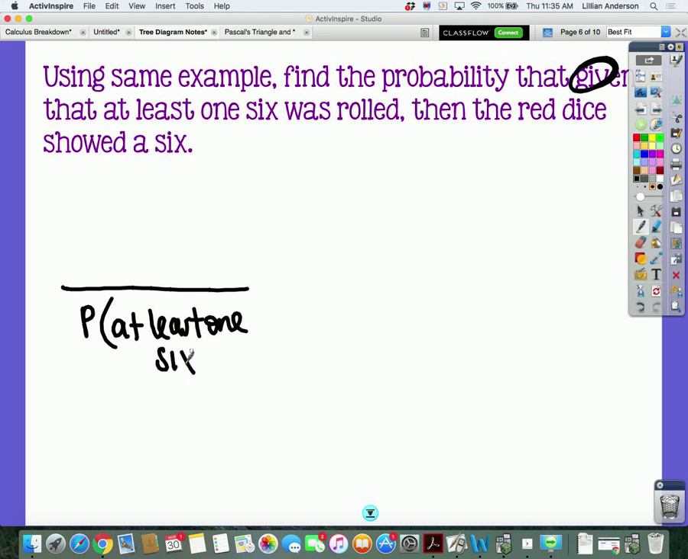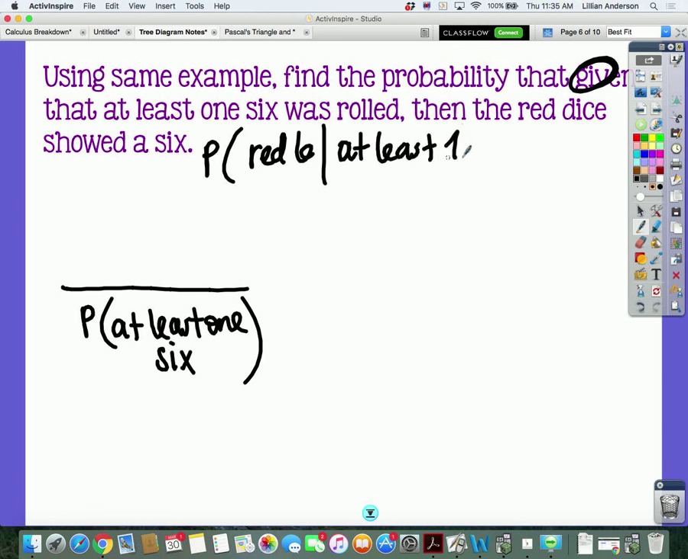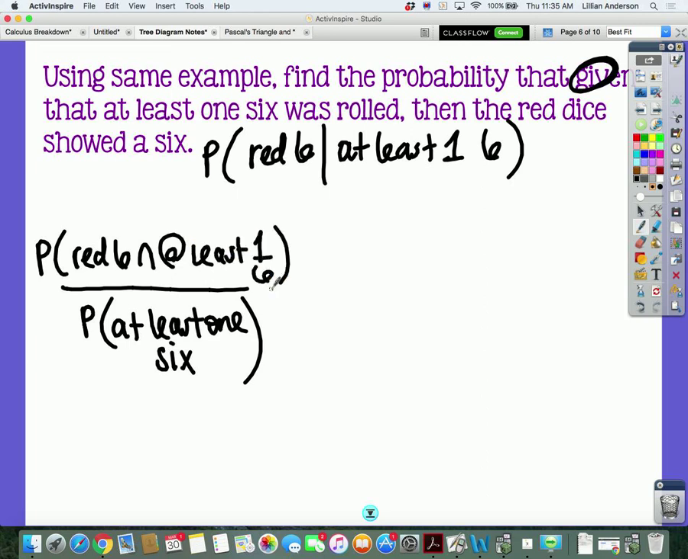Okay? So remember, whatever is given is always the denominator. And if you want to write it out using conditional probability, we want a red 6 given that at least one 6 was shown. So the numerator is basically going to be the intersection between the fact that we got a red 6 and at least one 6 was shown. That is the breakdown.